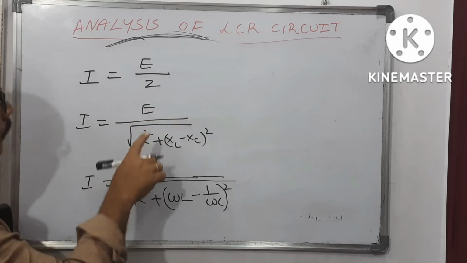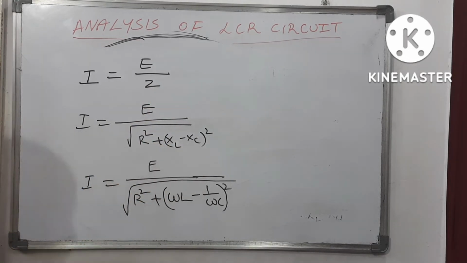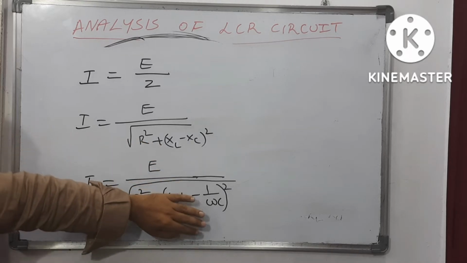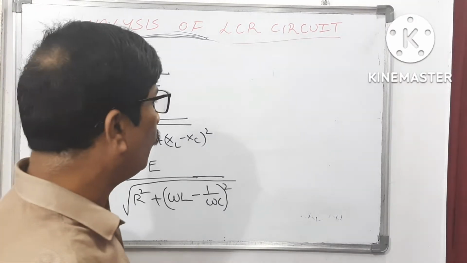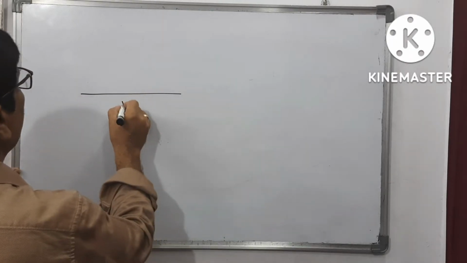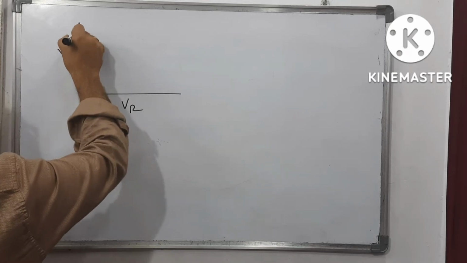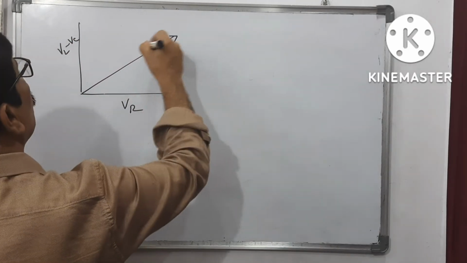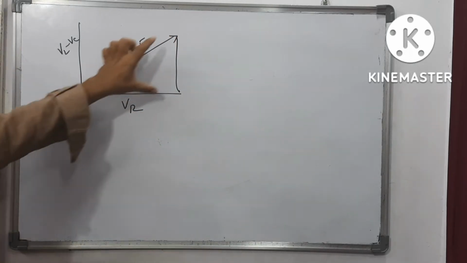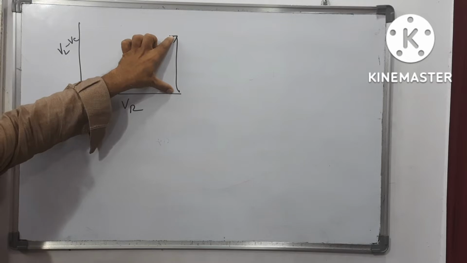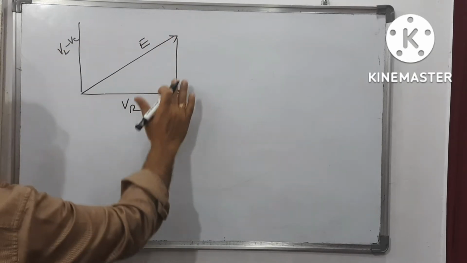So Z is nothing but under root of this value. So the current in the circuit is electromotive force divided by impedance. Impedance Z is this. Now if you go for the phasor diagram, here this is VR, this is VL minus VC, but the net electromotive force is E. Here VL minus VC you can take here also, because it is acting like a vector.